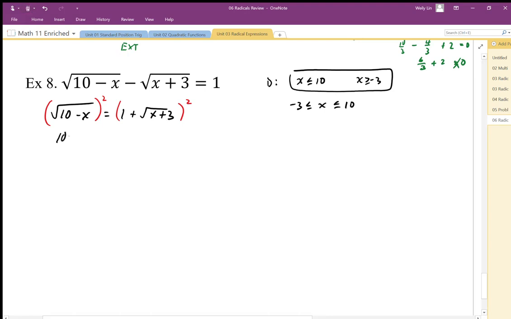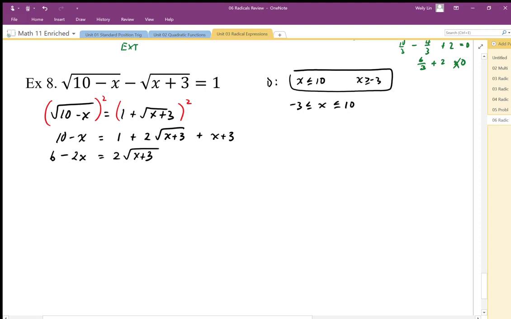So we end up with 10 minus x, 1 plus, we're going to have 2x plus 3's, and then root x plus 3 times root x plus 3 is just going to give us x plus 3. We'll combine our like terms, so here we're going to subtract 4, so we're going to end up with 6. Subtract an x, so we're going to end up with minus 2x. Okay, so just double check our accounting. -1 minus 3 is -4, so we get 6. Minus x is going to give us -2x.